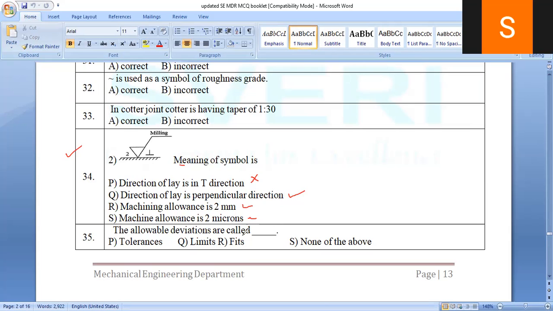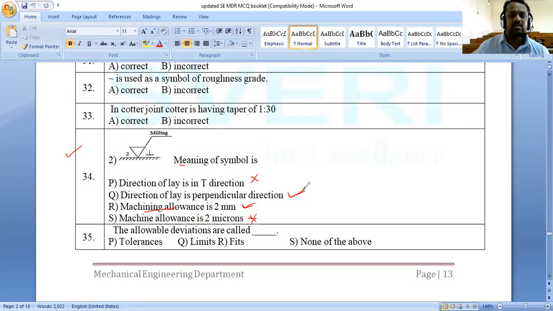रफनेस व्हॅल्यू मायक्रॉन मध्ये असते ना. Yes, but they have given machining allowance. They have asked the machining allowance, not a micron. Machining allowance, which are surface roughness value. Okay, those 2 sentences are correct. That surface roughness value is in micron.